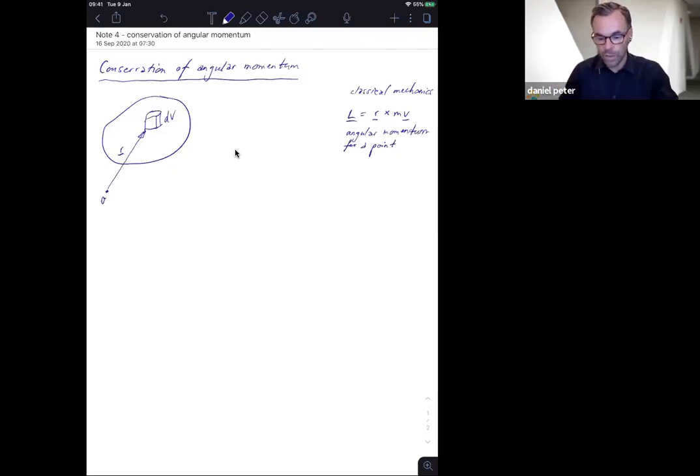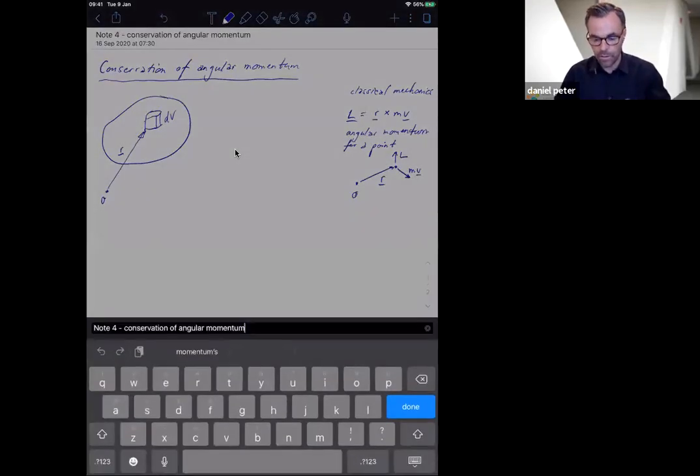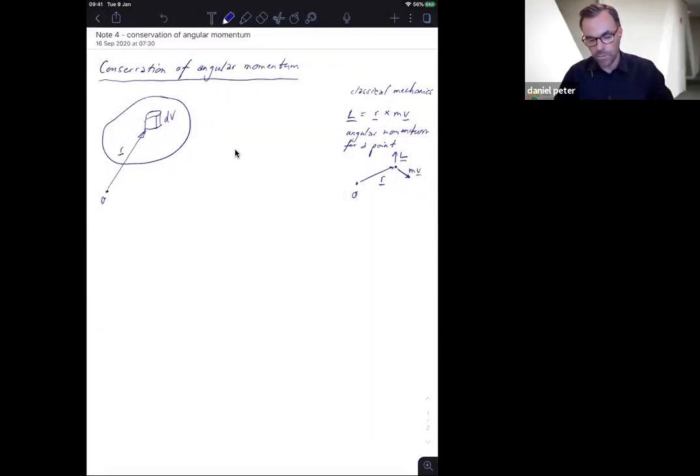So you see the impulse or the linear momentum, m times v, and then the cross product with its position. So think of the origin, the vector to the point, and then the point can move with some impulse mv. And L again is a vector. So that would then point maybe something like in this direction. That would be the angular momentum. That's how you define it in classical mechanics.